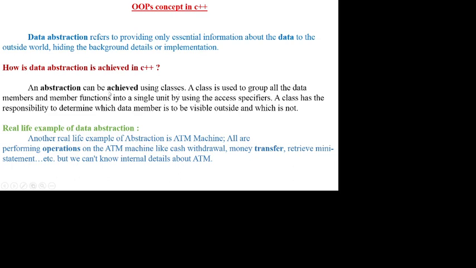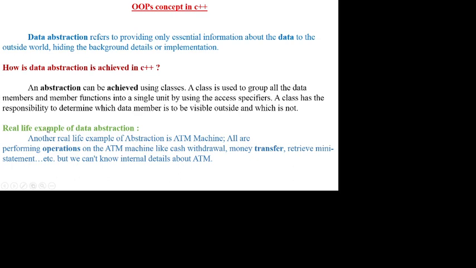In the last discussion, I told that a class binds data and associated functions, and that binding is known as abstraction. A class is used to group all the data members and member functions into a single unit by using access specifiers. Here the access specifiers are public, private or protected. Any one type you will specify. A class has the responsibility to determine which data member is to be visible outside and which is not.